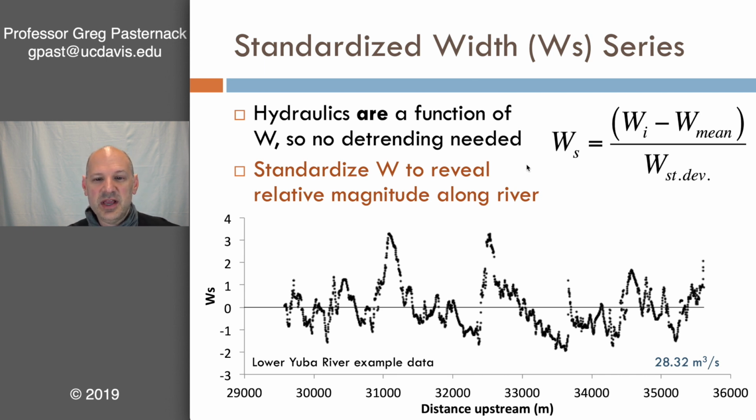So anyway, we can take the width and we can compute a standardized width as just the width value minus the mean divided by the standard deviation. And again, that gives us units of standard deviation. And here we're going from about negative 1.5 to 3.5 standard deviations, so a range of 5 standard deviations in width.